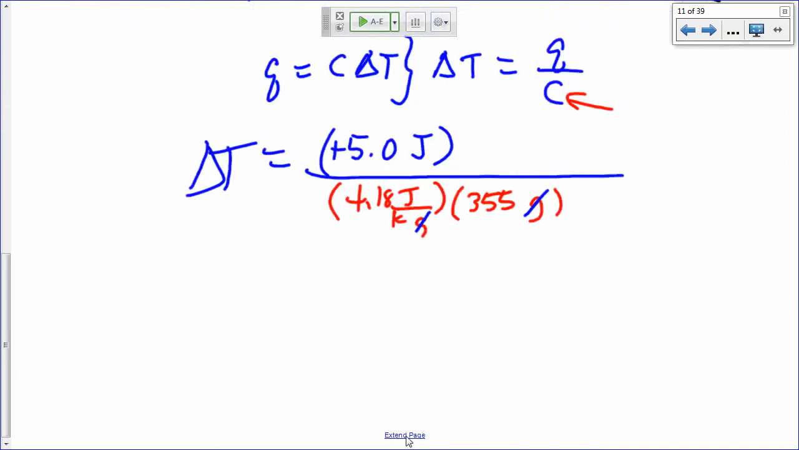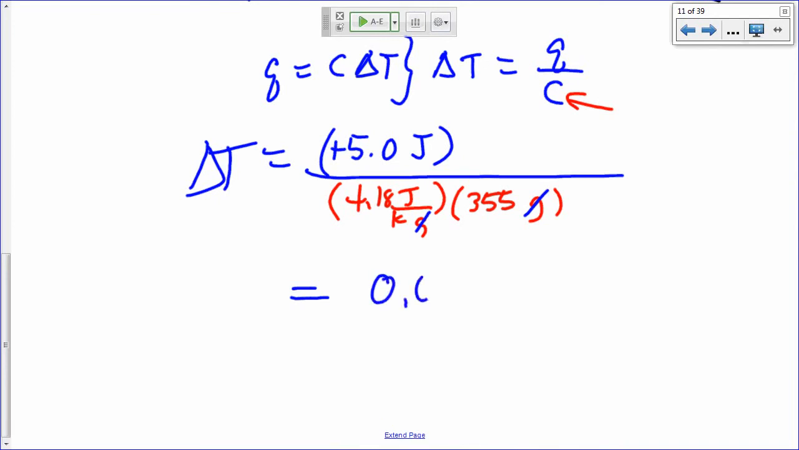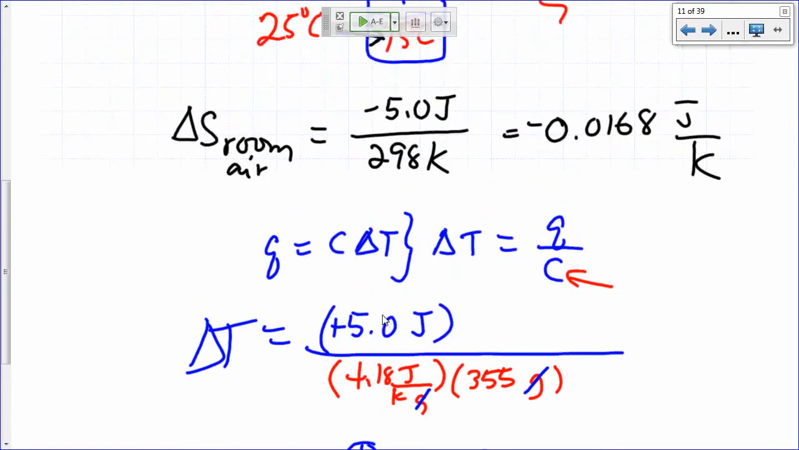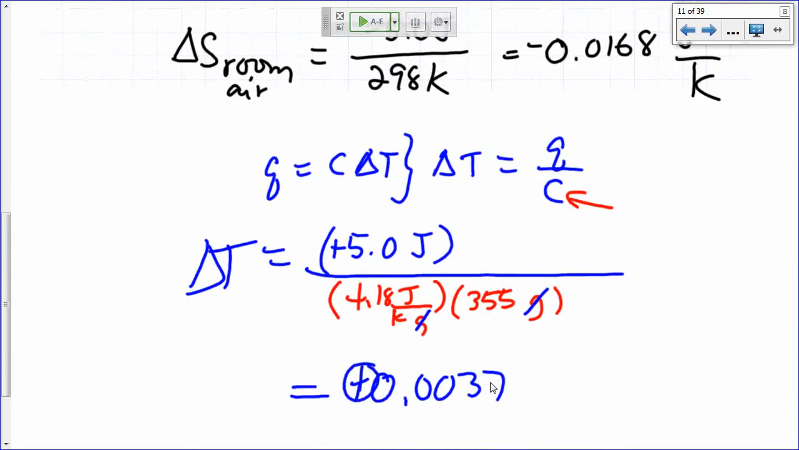So what's our delta T? 5 divided by 4.18 divided by 355. That's 0.00337. So you can see the temperature doesn't change very much. In fact, this temperature actually goes up, positive. Why would the temperature go up? You're assuming heat went into your coffee. We're just pretending that the room transferred heat to your coffee. The temperature of your coffee went up by 0.0037, so it's within the sig figs of our temperature. We're going to say 75 plus 0.0037. It's not going to change very much.